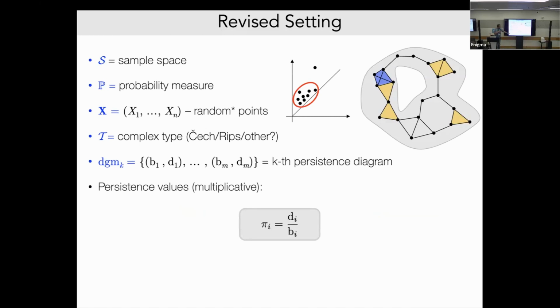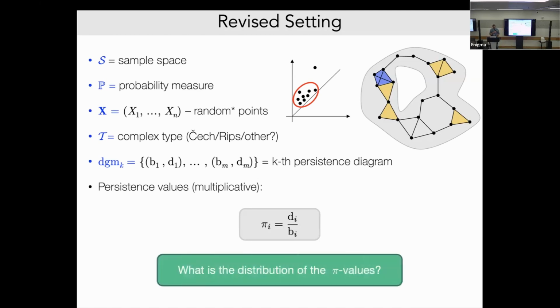I'll tell you in a second why we think it's a useful quantity to look at, but these are the values that we look at. So now we have a collection of numbers rather than points. And what we want to look at is the distribution of these numbers. So you have a point cloud, you produce a diagram, you take this diagram, you now have a list of numbers corresponding to these ratios, and what can we say about that?